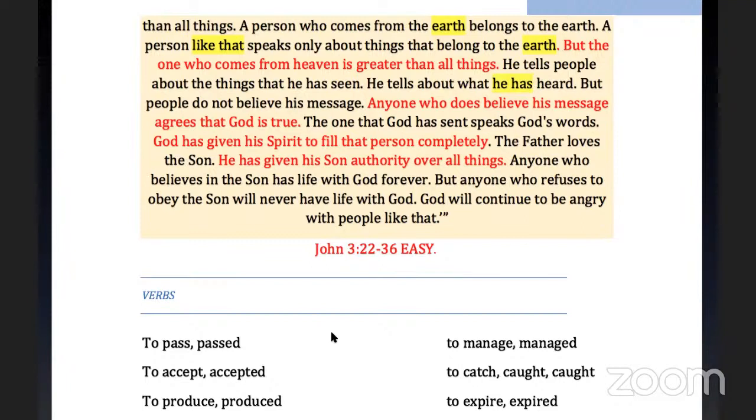Anyone who does believe his message agrees that God is true. The one that God has sent speaks God's words. God has given his Spirit to fill that person completely.